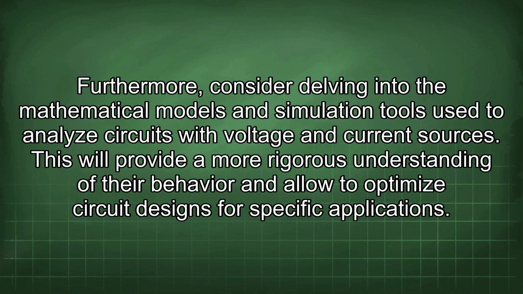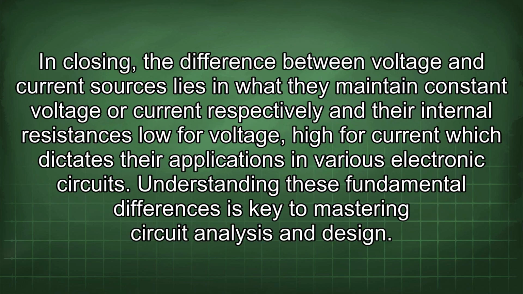Furthermore, consider delving into the mathematical models and simulation tools used to analyze circuits with voltage and current sources. This will provide a more rigorous understanding of their behavior and allow you to optimize circuit designs for specific applications. In closing, the difference between voltage and current sources lies in what they maintain constant, voltage or current respectively, and their internal resistance is low for voltage, high for current, which dictates their applications in various electronic circuits. Understanding these fundamental differences is key to mastering circuit analysis and design.